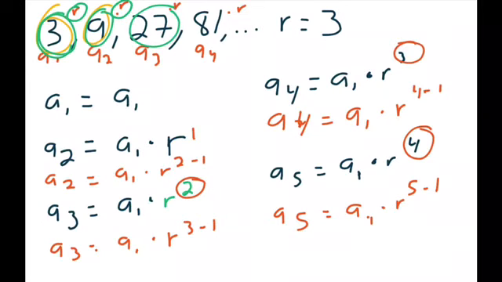So whatever number n is, I subtract 1 from it and plug it into that form. So let's look at how the general form comes about now.